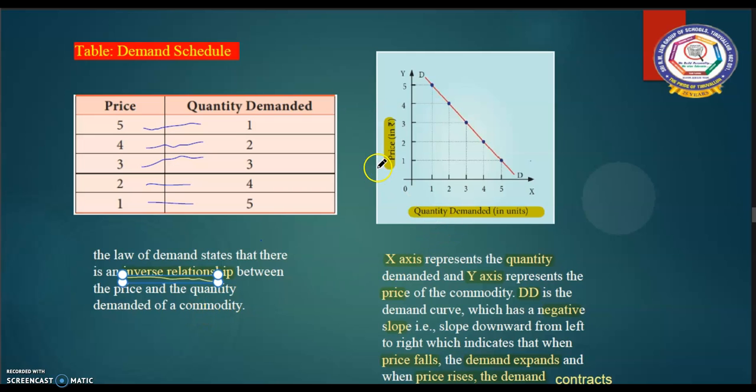Now, if we go to the graphical representation of this demand schedule, the same thing we are going to mark in this graph. The X-axis represents the quantity demanded and the Y-axis represents the price of the commodity, and here this line DD is the demand curve.